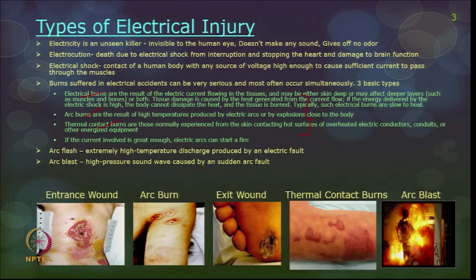Arc flash is an extremely high temperature discharge produced by an electric fault. Arc blast, and this is a picture to show the arc blast, is like an explosion, a high pressure sound wave caused by a sudden arc fault.